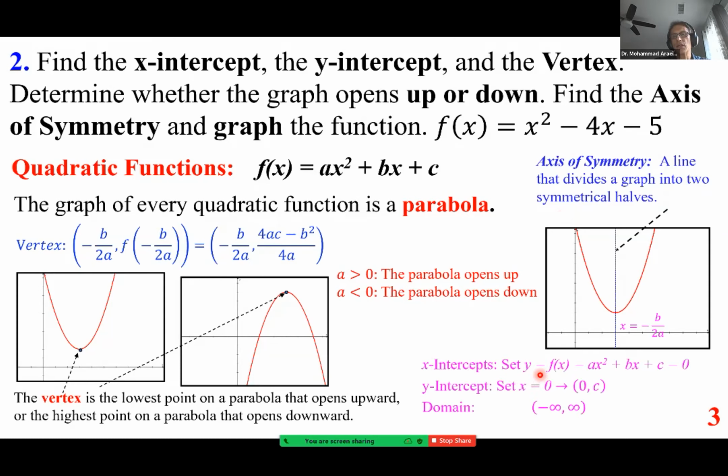To find the x-intercept, you set y or f of x equal to 0. For the y-intercept, x is 0, and notice if x is 0, the answer is c, therefore (0, c). Domain is always all real numbers, but the range depends. If it opens down, from negative infinity up to the y coordinate of the vertex. If it opens up, from the y coordinate of the vertex all the way to infinity.